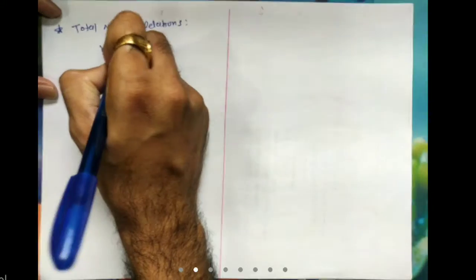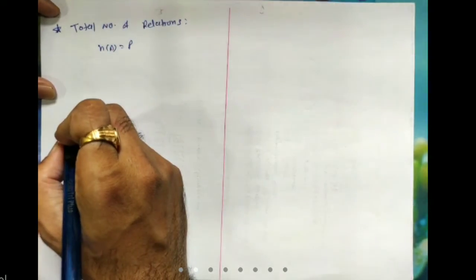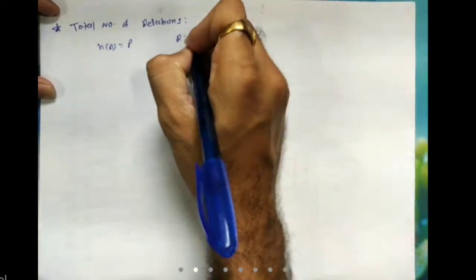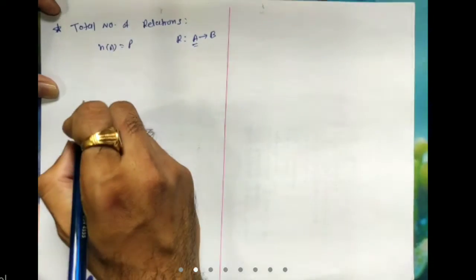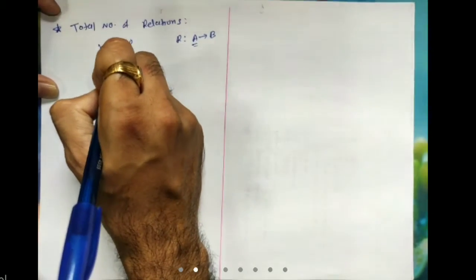So total number of relations. Total number of possible relations for sets P and Q. For example, the number of elements in set A are P, and we are defining the total number of relations between set A and set B. So let us consider the number of elements in set A are P and the number of elements in set B are, suppose, Q. Done. So what is a relation?